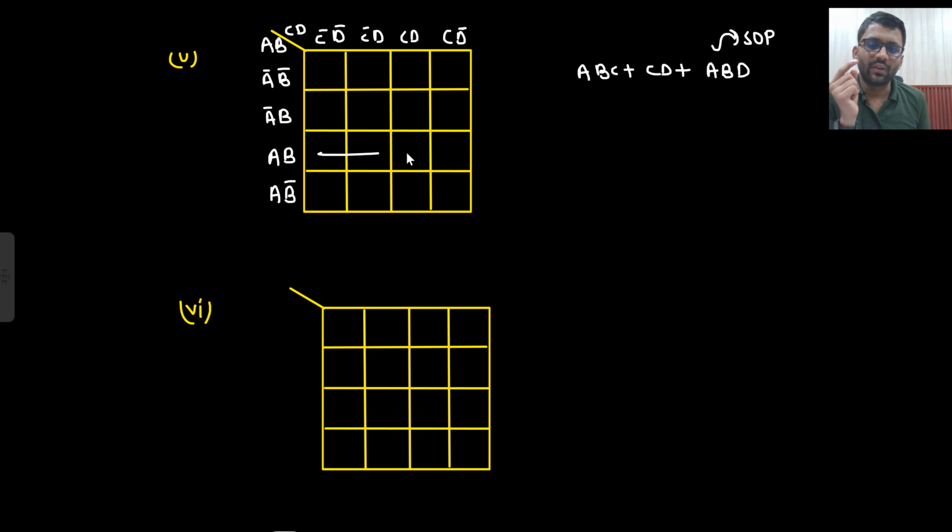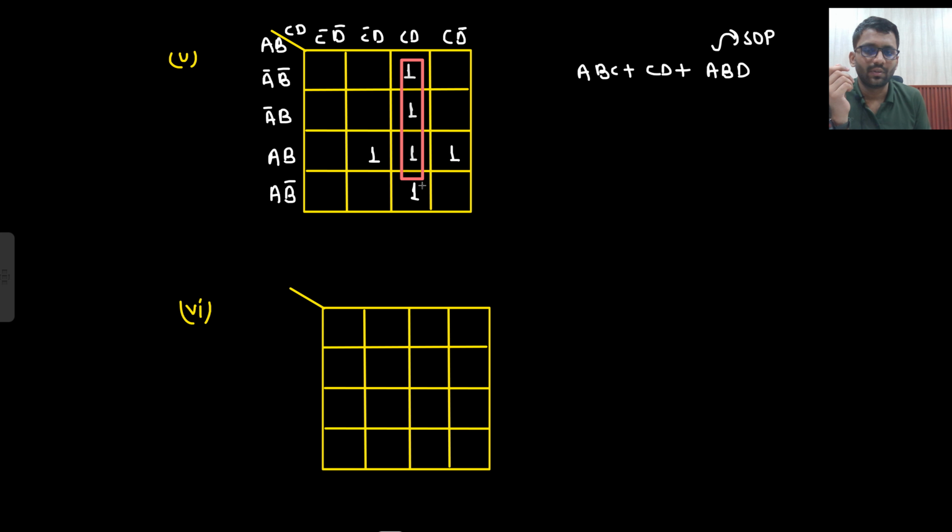AB, wherever you can see AB here. How you can see C? C is here and C is here. So ABC will be written here. Plus CD. CD is complete this row. CD, CD, and CD. ABD. AB you can see here and D you can see here. There you go. Okay. So this is also already reduced expression.